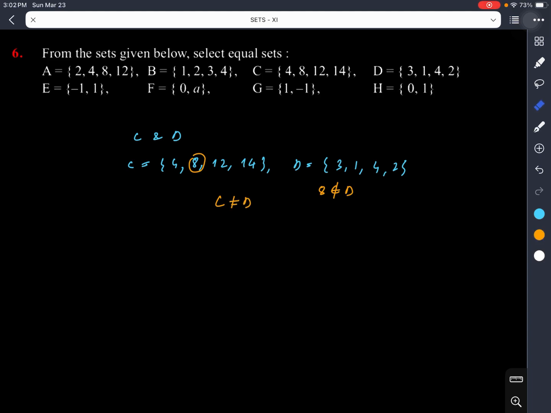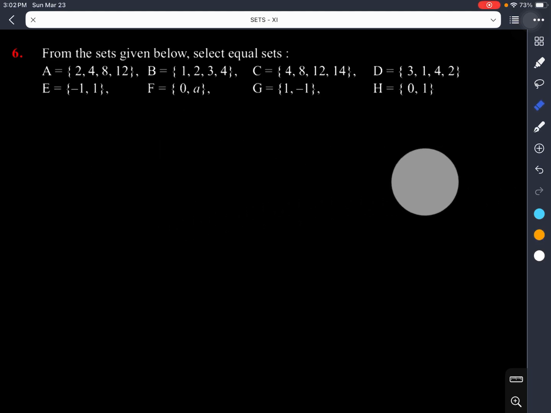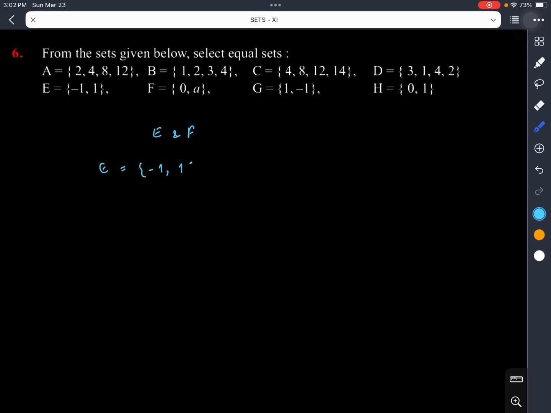Now let us compare the second 4 sets with each other, and let's find out which of these sets are equal. Let us take sets E and F. Here E has elements -1 and 1, and F has elements 0 and A. Here again -1 is an element of E, while -1 does not belong to F. So these two sets are not equal.